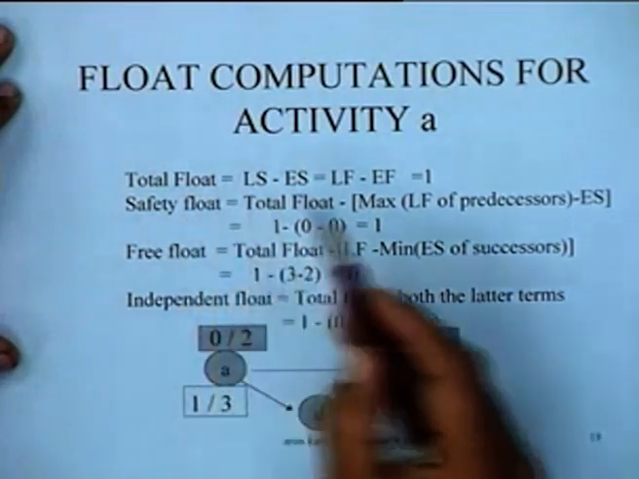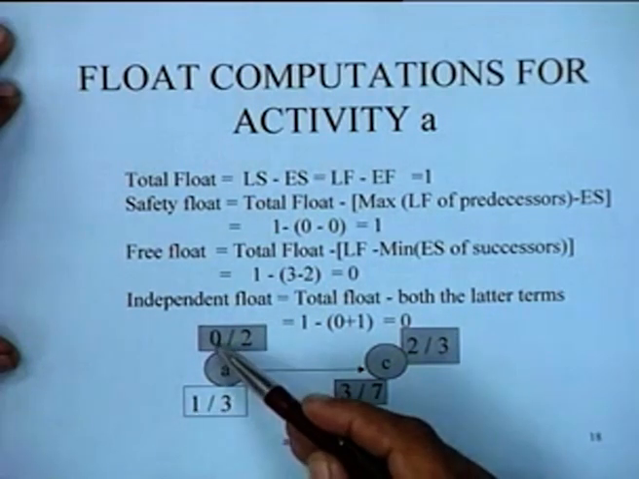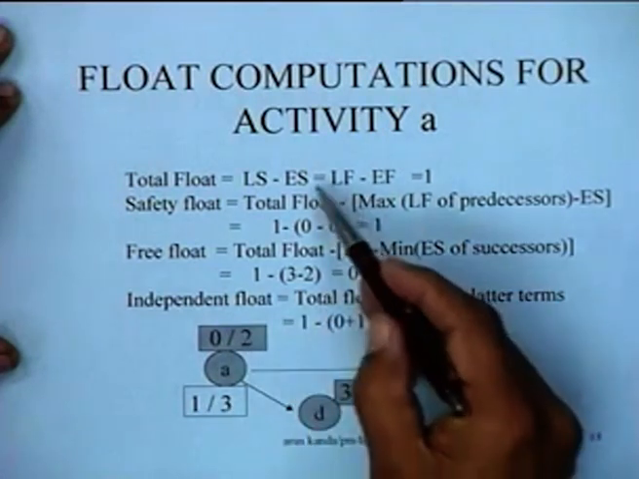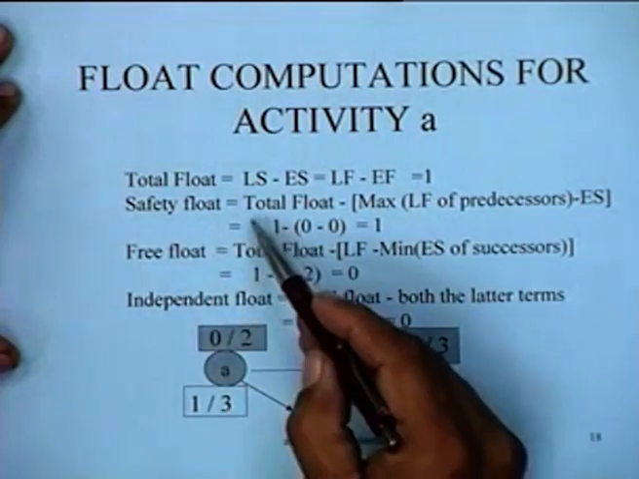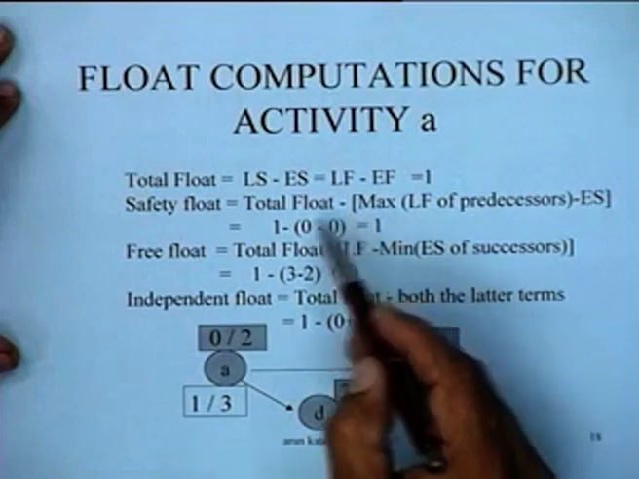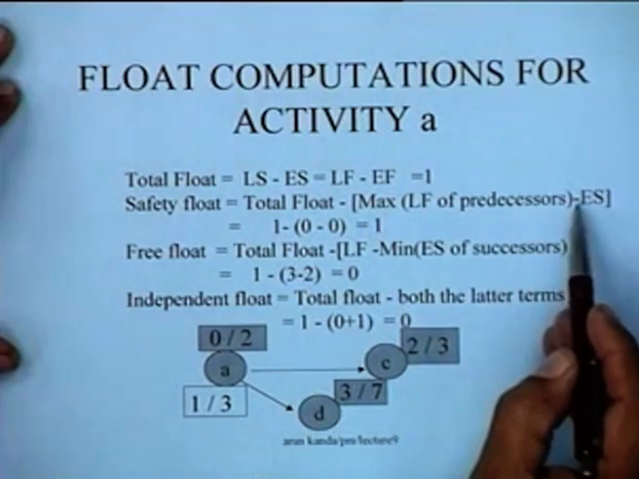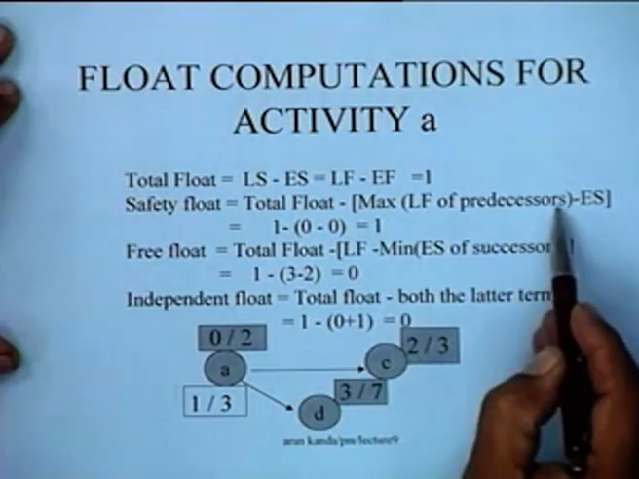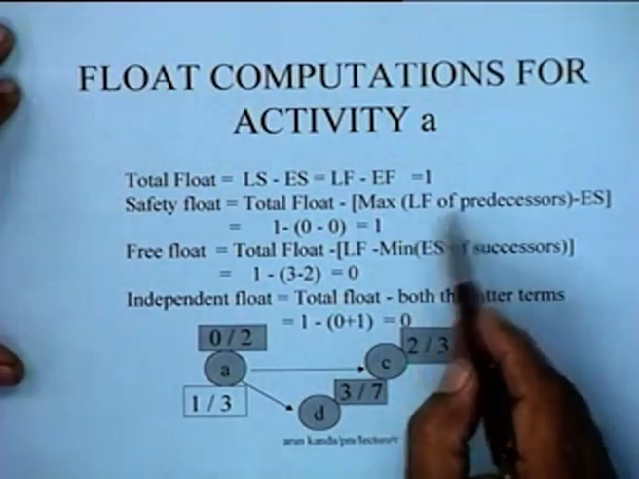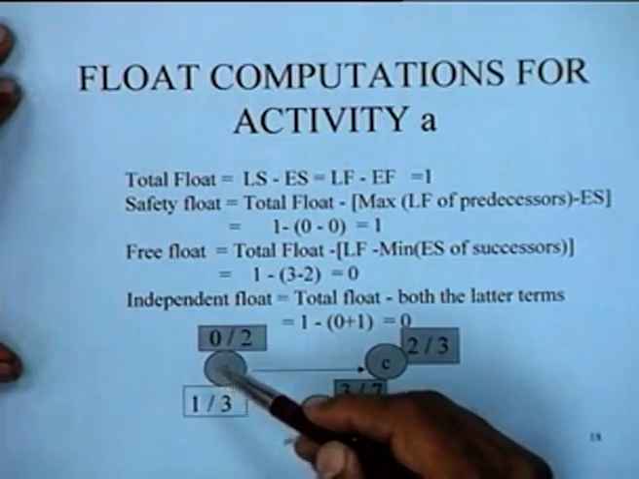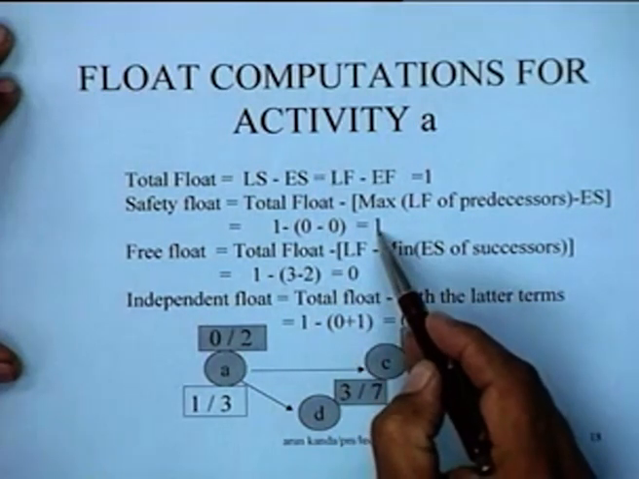So the total float for this activity is nothing but latest start, which is 1, minus early start, or latest finish minus early finish, which is this particular value. So this is 1, the total float. The safety float for this particular example will be the total float we have already computed, minus the slack on the preceding node. So this is maximum of LF of predecessors minus ES. In this particular case this is a beginning activity, it has no predecessors, so this particular value is 0, and early start for this activity is 0, so the safety float for this activity is 1.